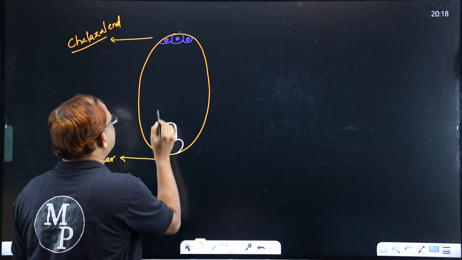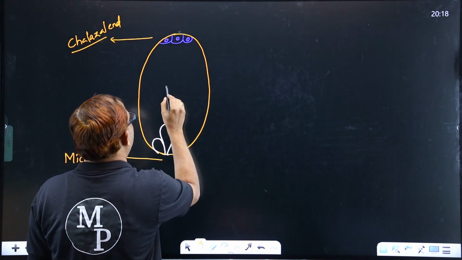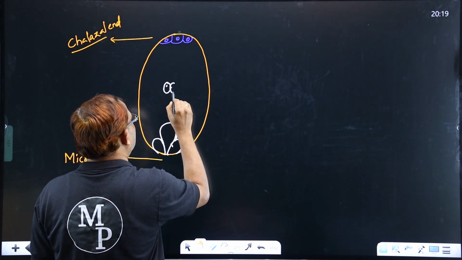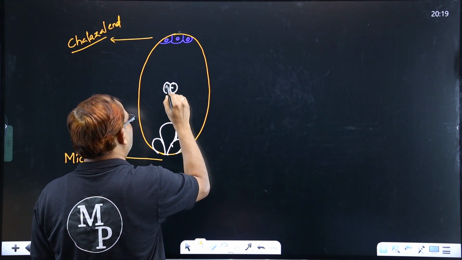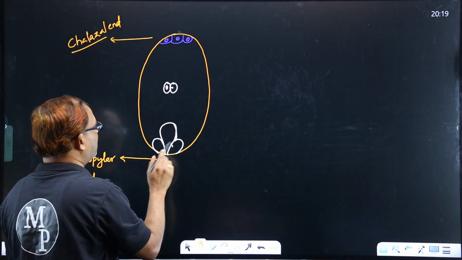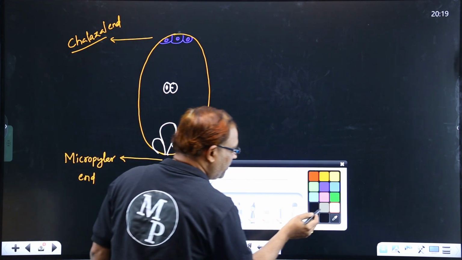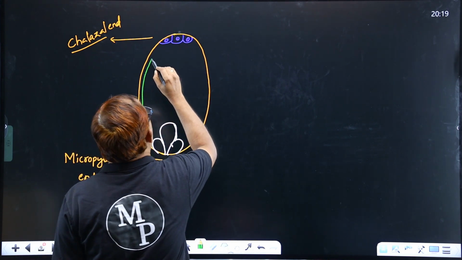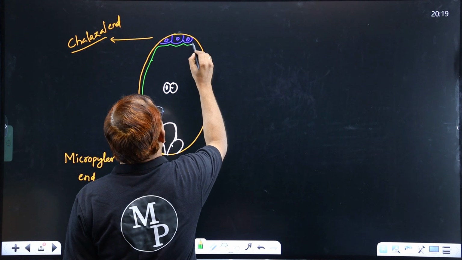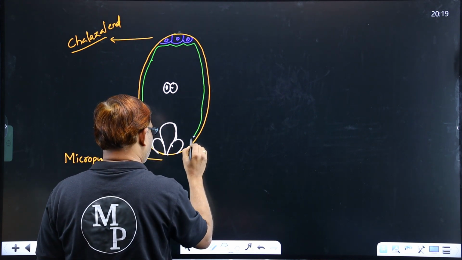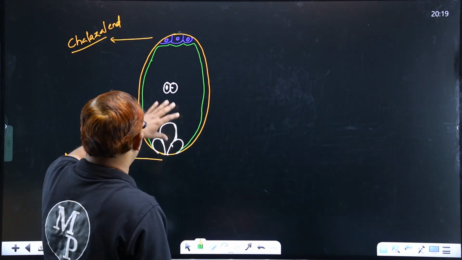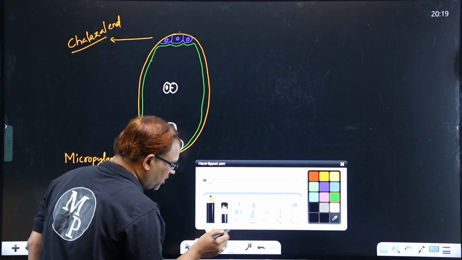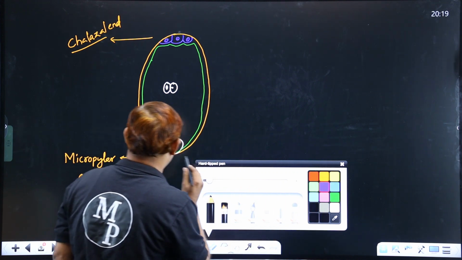Now coming to the next one, in the central part how many nuclei are there? There are two nuclei, this one and this one. The two polar nuclei are located on the central cell. This complete portion is the central cell. This is the central cell, the complete green colored structure. Now see, in the portion there are three parts.